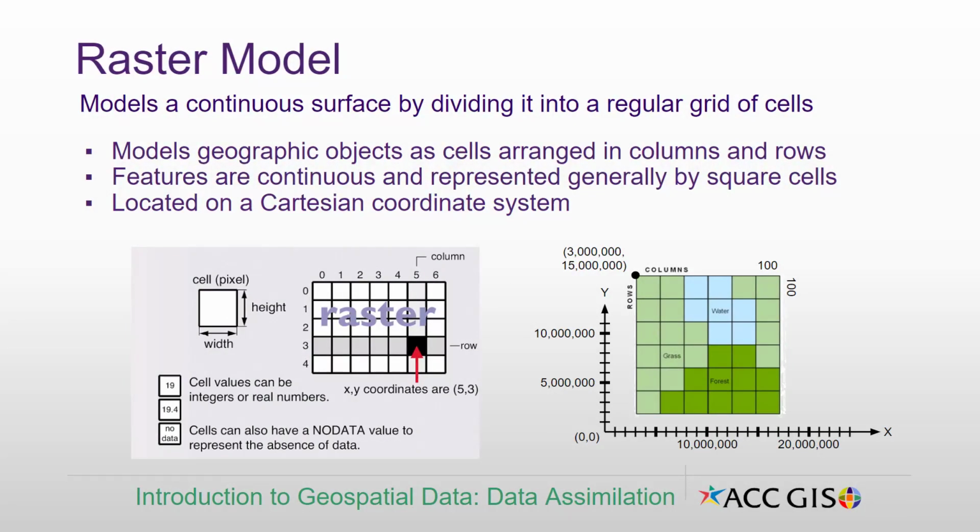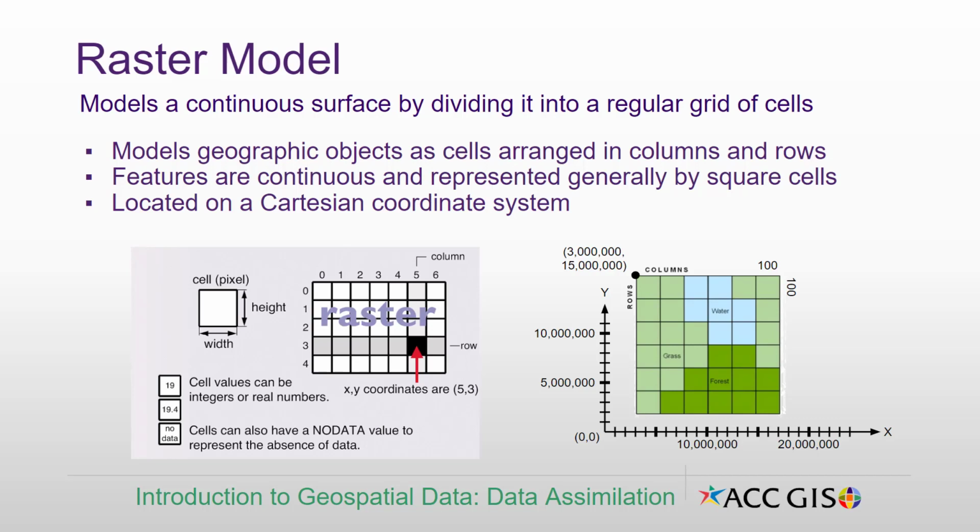While the vector model is really great at modeling discrete geographic phenomena, it's not very good at modeling continuous geographic phenomena. For that, we typically use the raster model, which models geographic objects as cells arranged in columns and rows. And those rows and columns are located on a Cartesian coordinate system. If you look in the example on the lower right-hand side, you can see I have a Cartesian coordinate system. This time the origin is in the upper left-hand corner, and then the rows and columns are laid out in a tabular matrix. Now, each pixel or cell has the same height and width.